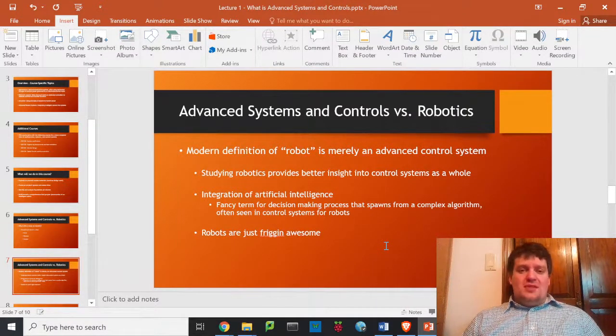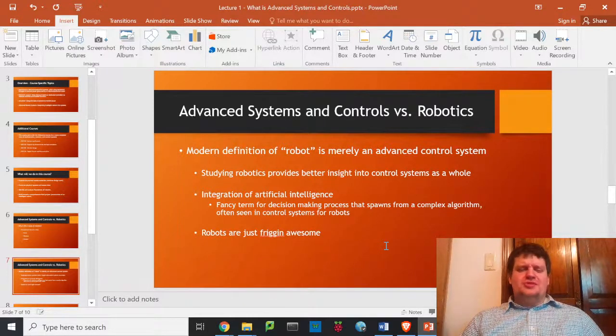So here, when we're talking about robots, there's a lot of things that you can consider a robot to be. It's not just that humanoid robot thing. There are robots that are inside of our HVAC systems, and that's just kind of what we have to get used to here. Now, I want to specifically study robotics because, first of all, it gives you a better insight into advanced control systems as a whole. The more you understand about robotics, the more you really come to understand why control systems act the way they do and why they're necessary.